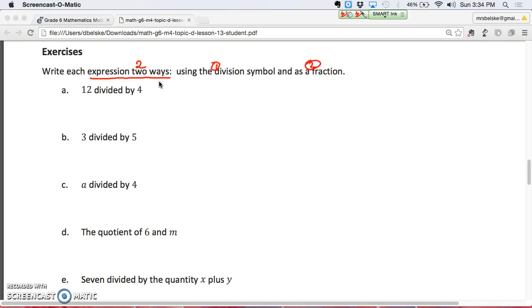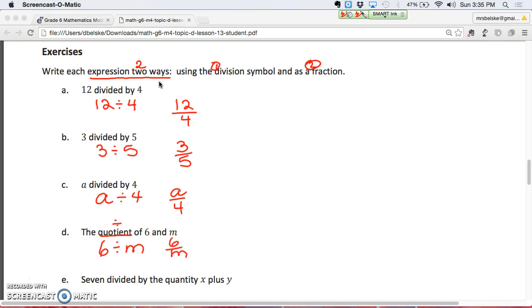Okay, so on part A, 12 divided by 4, as a division symbol, we're going to do 12 divided by 4. And as a fraction, 12 over 4. For part B, 3 divided by 5 would be 3 divided by 5, and then 3 over 5 like a fraction. Part C, a divided by 4, and a over 4. Those were pretty easy. Part D, the quotient of 6 and m. Quotient means the answer to a division problem. So we're going to be dividing 6 divided by m, and 6 over m.